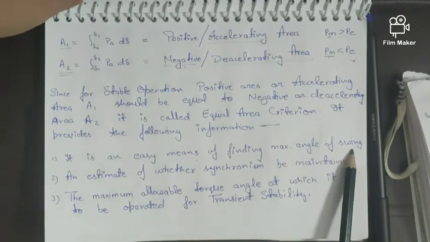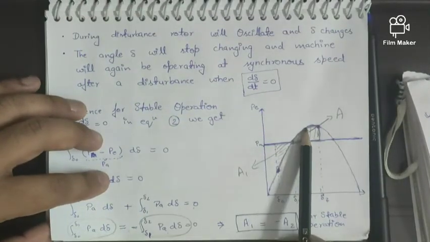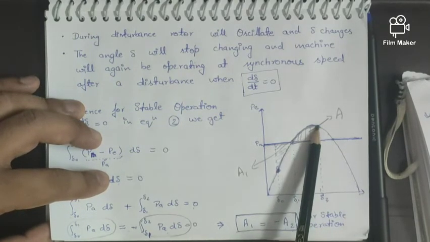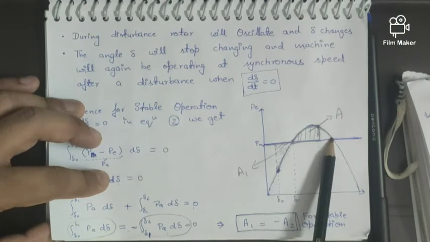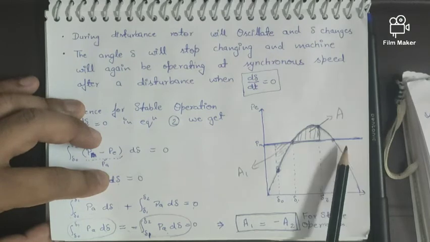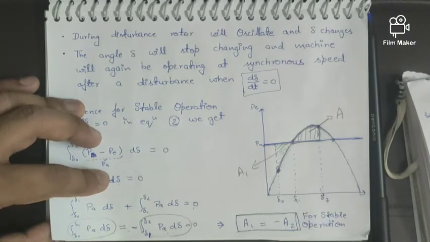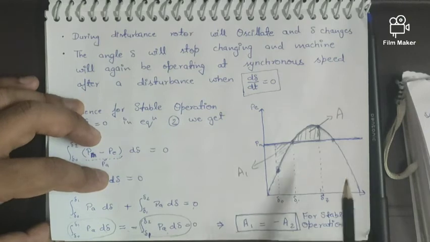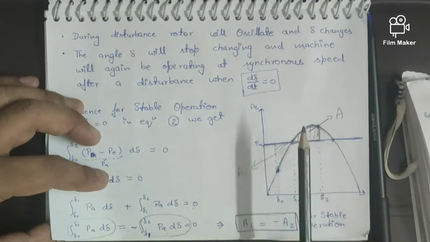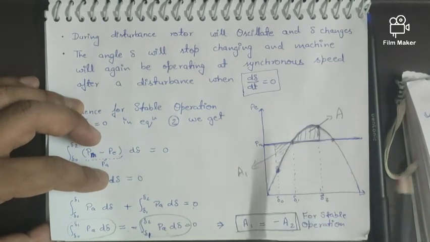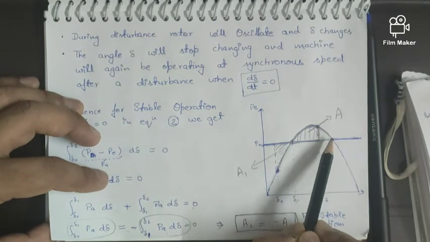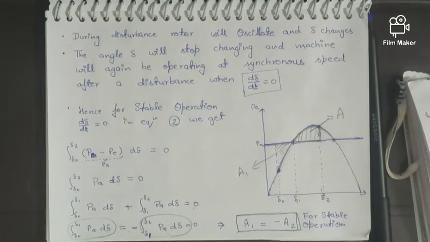The maximum angle of swing is up to here, the rotor can swing in this case, and maximum it can go up to there, because after that again P electrical will be less than P mechanical, and the synchronous machine will become unstable. So from equal area criteria we came to know that even though this delta angle crosses 90 degree due to large disturbance, it can return to its stable region as long as the equal area criteria is met.